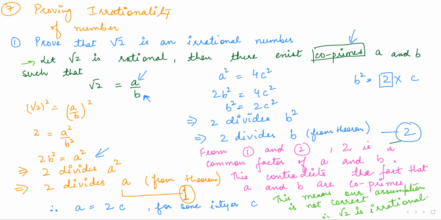So one of the numbers will definitely come to prove: either under root 2, under root 3, or under root 5. These are the same steps in every proof. So this statement is very important. Don't forget to write that they are co-primes, okay? Because this is actually the contradiction in the end.